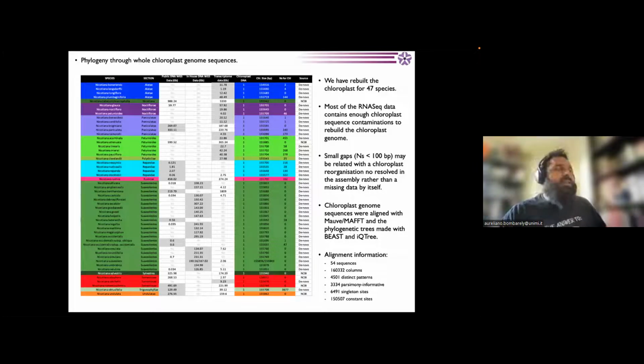So we thought that initially it doesn't have a big impact. We ended with around 54 sequences and 160,000 columns. That is more or less the size of all these genomes. It's interesting that we found around 3,334 parsimony informative sites. For me, that is a good representation that even if the chloroplasts are big, the part that changes from one species to another is not much, okay?